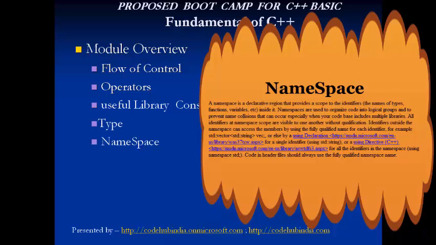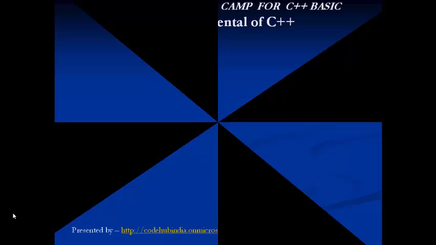All identifiers in a namespace can be accessed by identifiers outside the namespace by using the using namespace directive, which makes all the identifiers in the namespace available. Otherwise, identifiers should always use the fully qualified namespace. Details will be explained.